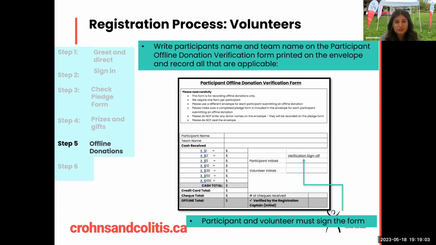And I know it's probably a little zoomed in here, but once you see it in person, you can check off the number of bills, the credit card total, the check total, and then a total offline that they're handing in, in case they're handing in a mix of different kinds of offline money. You want to ensure that the participant initials on the form as well as yourself. So at the pair, you want to have that money checker checking off on the form as well as the participant. This form then will go into the banker box that is stationed at each pair.